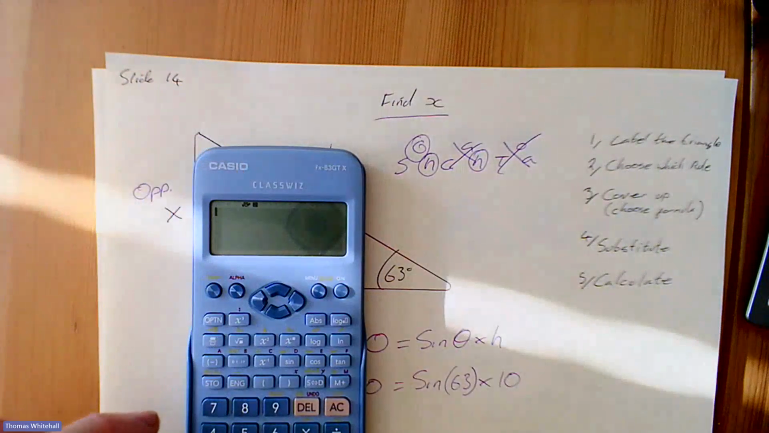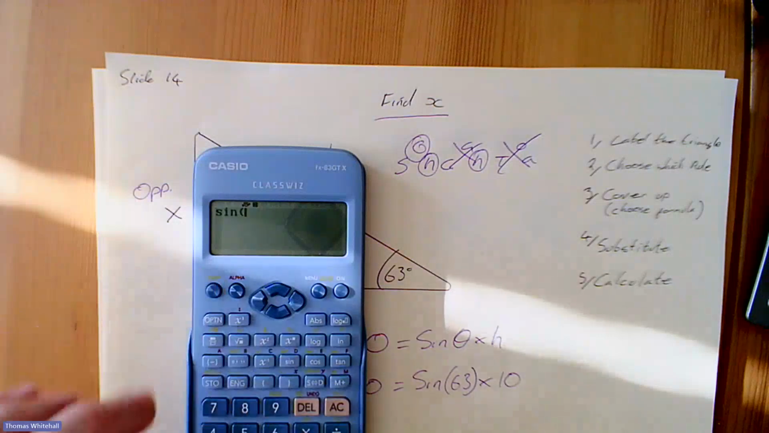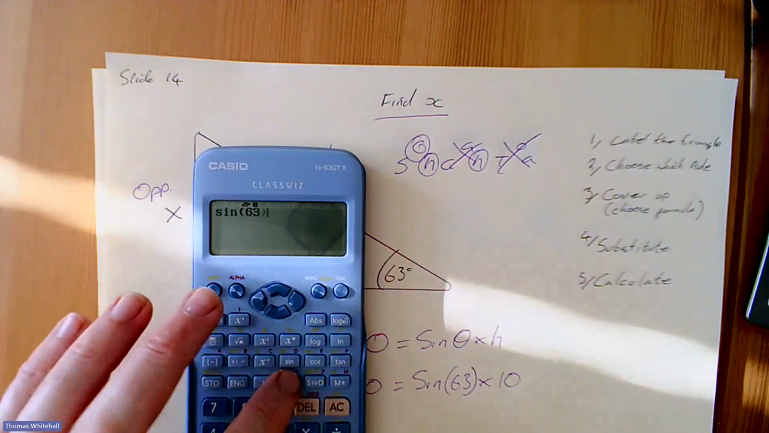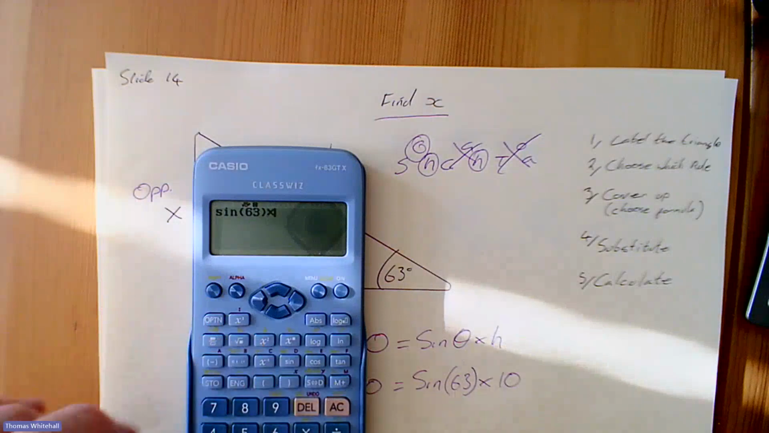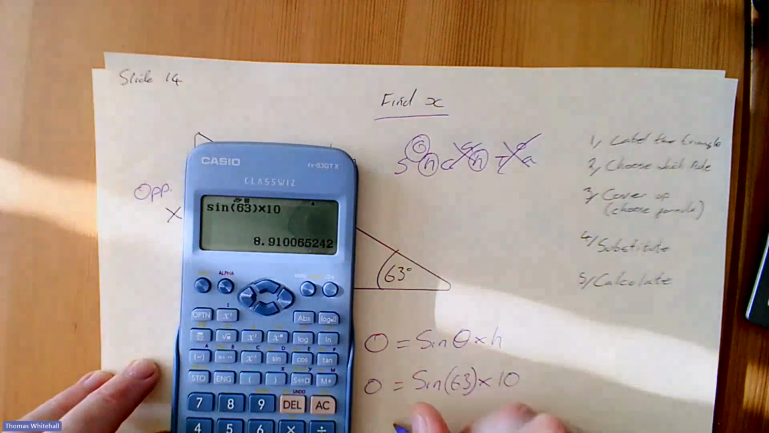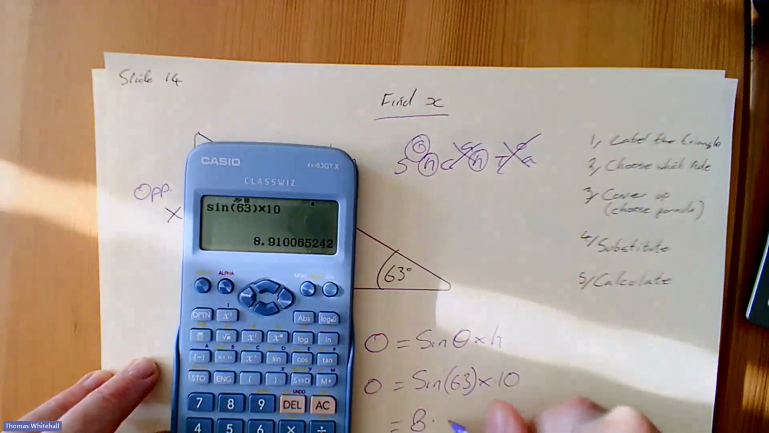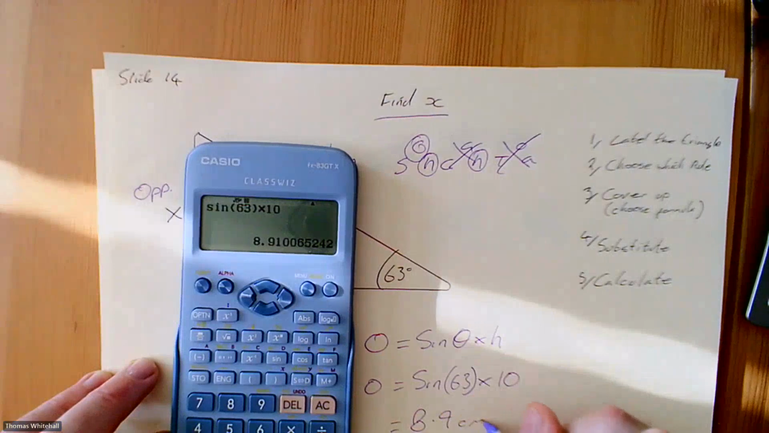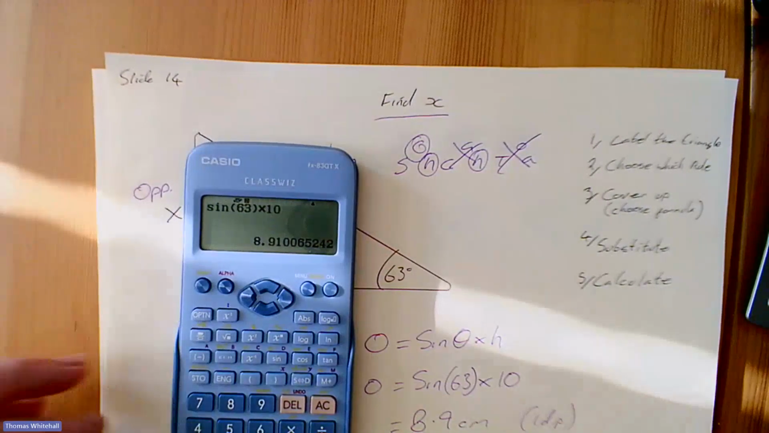So all I'm going to do is sin 63, close brackets, and multiply it by the hypotenuse, which is 10. And I'm going to give it 1 decimal place this time. And we've got 8.9 centimeters. I'll just say 1 dp, covered in all my bases on there.